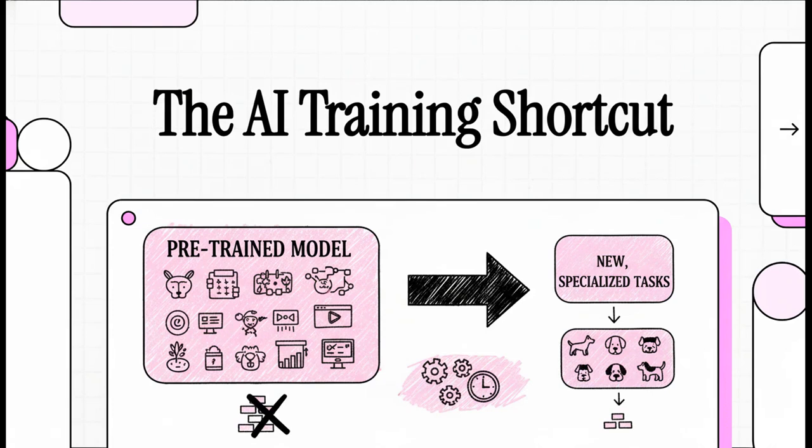Today, we're diving into one of the cleverest tricks in the entire world of AI. It's a method that lets us build incredibly powerful, specialized artificial intelligence without starting from square one every single time. It's called transfer learning, and it's a total game changer.